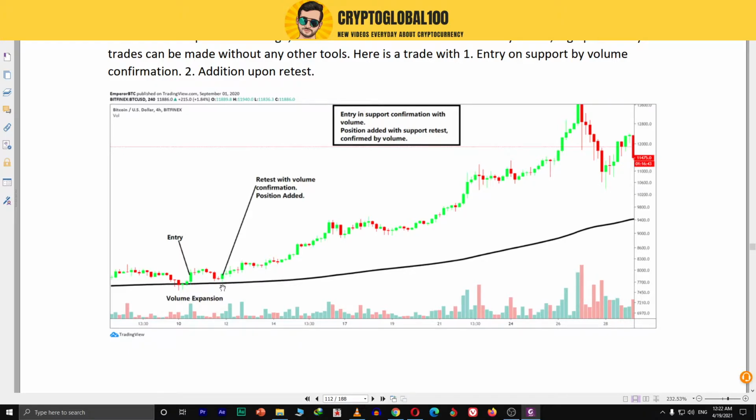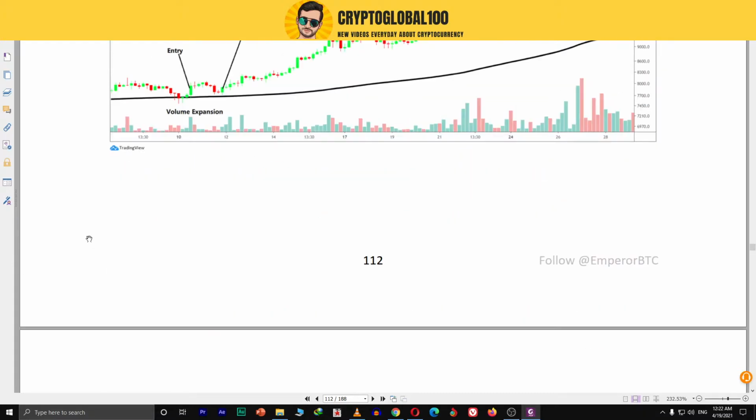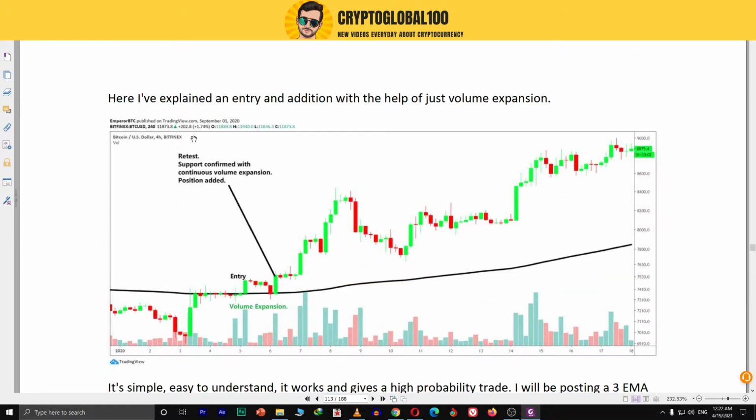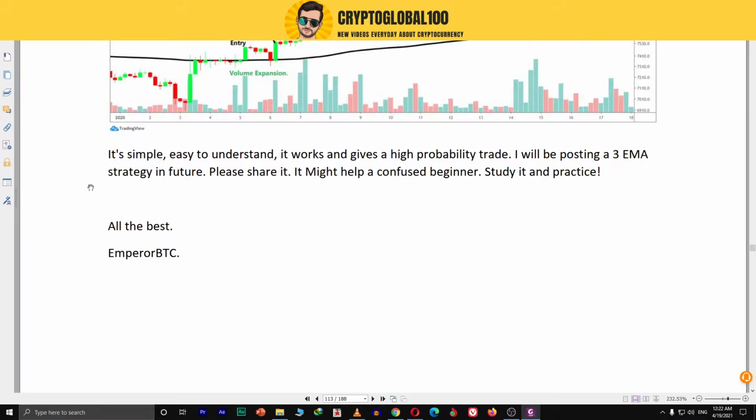and the price was supporting on the 200 EMA. The retest was confirmed again, and it went up. So here I have explained an entry and addition with the help of just volume. So this was another thing.